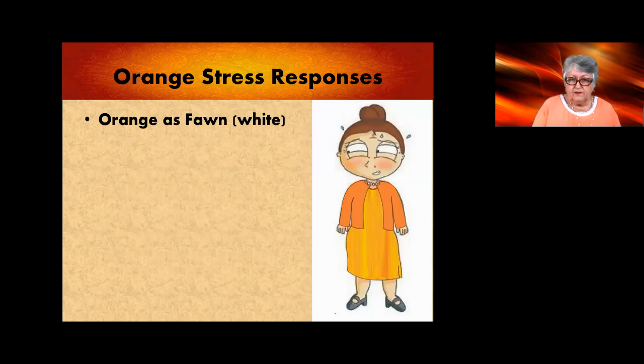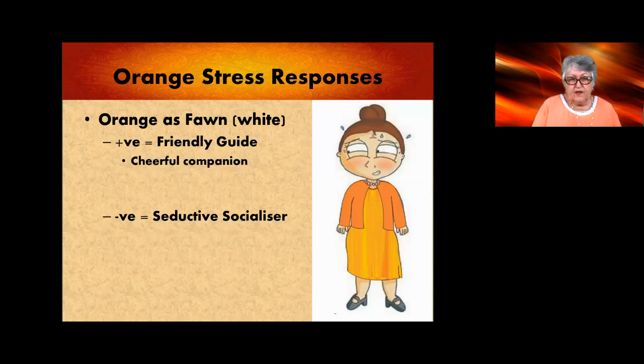As a fauna, orange is also a white reaction. That is, someone who does something that can be seen by others. Again, we have positive and negative reactions. The positive is the friendly guide. The negative is the seductive socializer. As a friendly guide, a person who is orange as a fauna is a rather cheerful companion. They're sociable, they're charming, and they also encourage and support others.